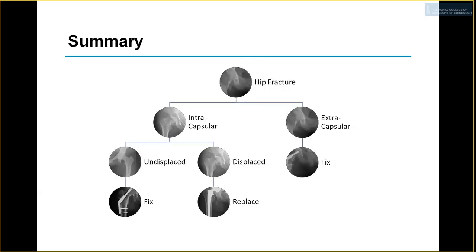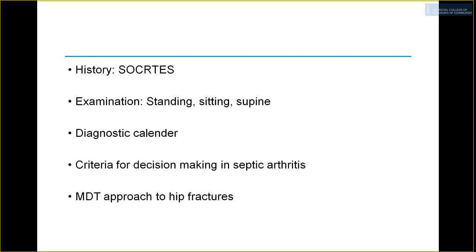So in summary, if you're dealing with a hip fracture, then you need to know whether this is intracapsular or extracapsular. We've learned that the extracapsular ones spare the blood supply, and hence we can fix those, whereas an intracapsular one depends on whether it's displaced or undisplaced. If it's not displaced, then the blood vessels are probably intact and we can fix them. If it's a displaced one, then we should be thinking about replacing that broken femoral head. And to sum up, when you come to approach a patient with a hip problem, you need to remember SOCRATES in your pain assessment and in your pain history.